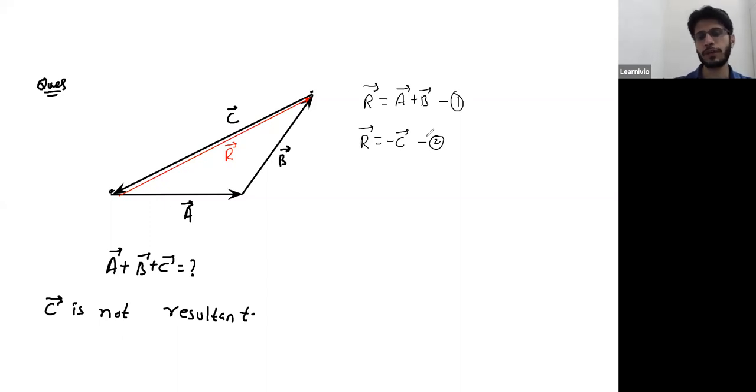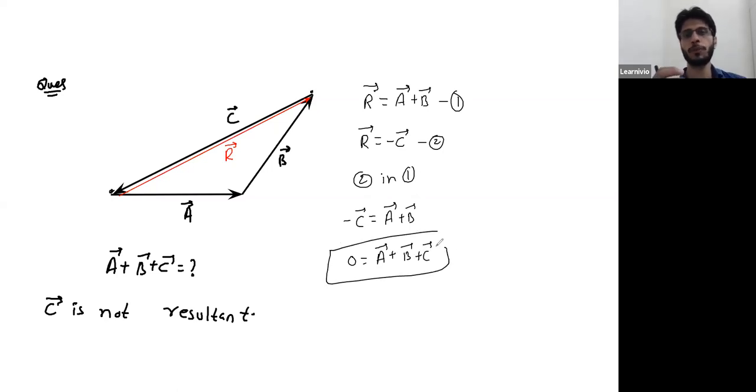Yes. The magnitude of both the vectors is equal to the length of the third side. So they have equal magnitudes in opposite directions, which means the vectors are just negative of each other. R is minus of C. If I substitute 2 in 1, then you would get minus C is vector A plus vector B. If I take this C to the right hand side, then 0 is vector A plus vector B plus vector C. So if three vectors acting at a point are represented by the sides of a triangle taken in same order, the sum of all those three vectors is 0.